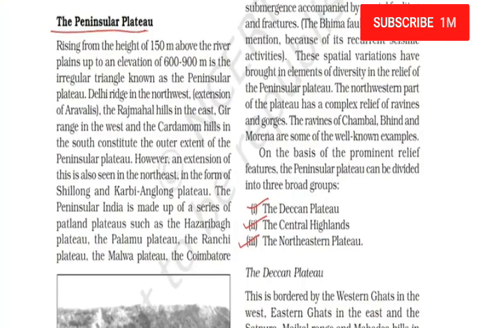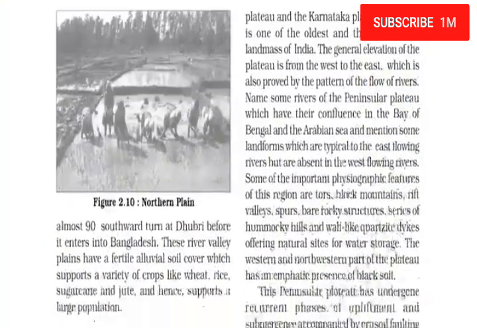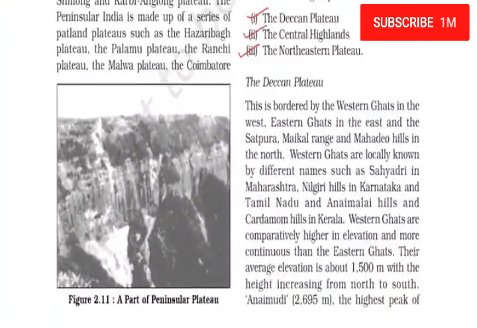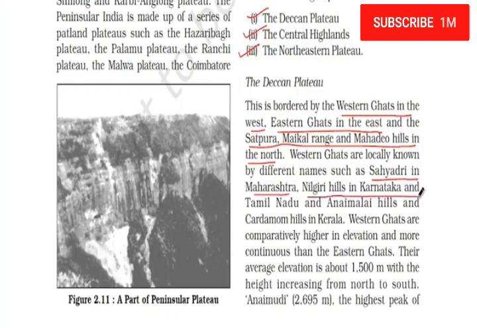I have already talked about this. Now let us go in detail about the Deccan Plateau. It is bordered by Western Ghats in the west, Eastern Ghats in the east, and the Satpura, Maikala ranges, Mahadeo hills in the north. That is, it is below, right? Western Ghats are locally called by different names: Sahyadri in Maharashtra, Nilgiris in Karnataka and Tamil Nadu, Annamalai hills and Cardamom hills in Kerala. UPSC prelims question, very, very important.